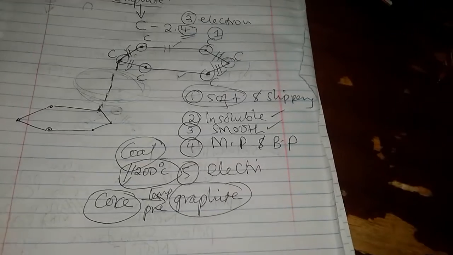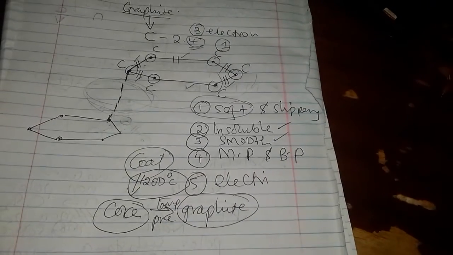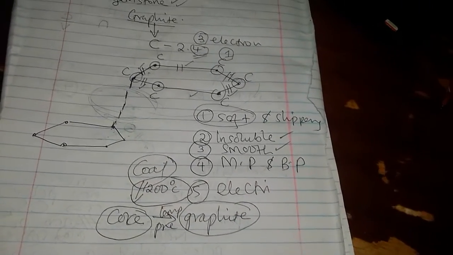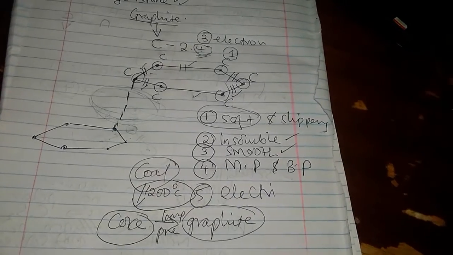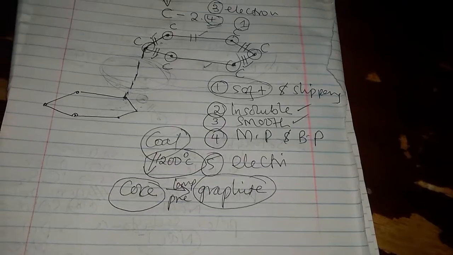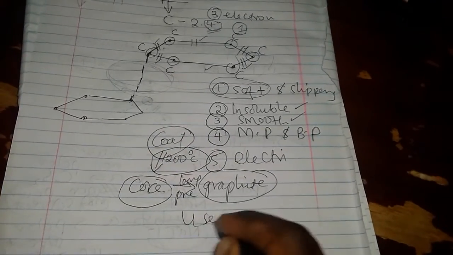Yeah, I think those are some of the physical properties. And of course, graphite is black and opaque. So it is easy for you to come up with such facts just in case they get asked in the examination. And in that case, I can go to the uses of graphite.